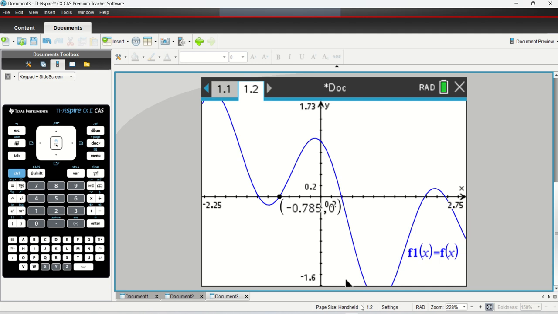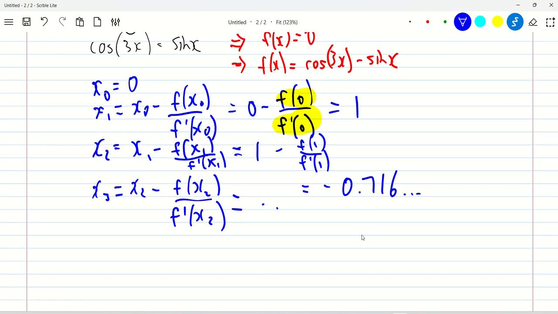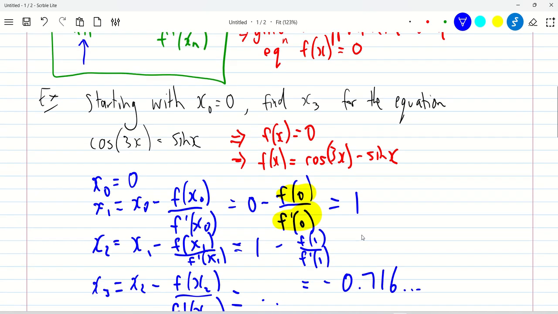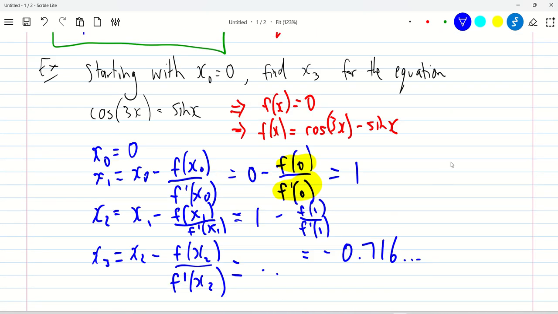But hopefully that makes sense about the method, about how we use it, and how calculators sort of use this as an algorithm to solve equations that we can't do analytically.